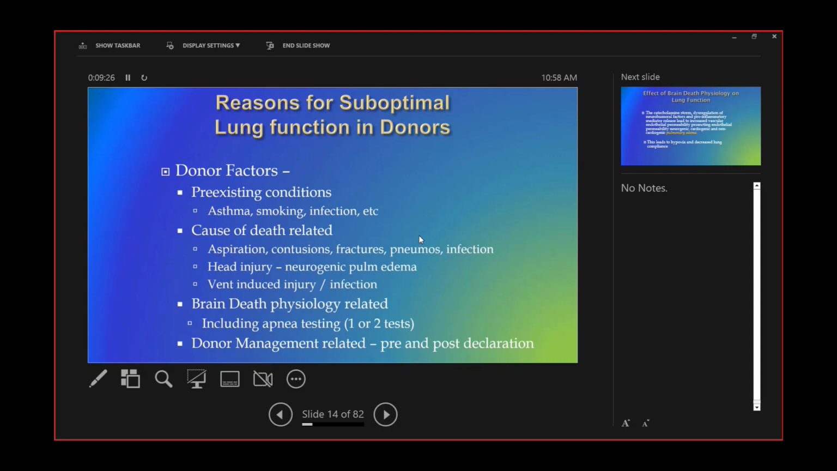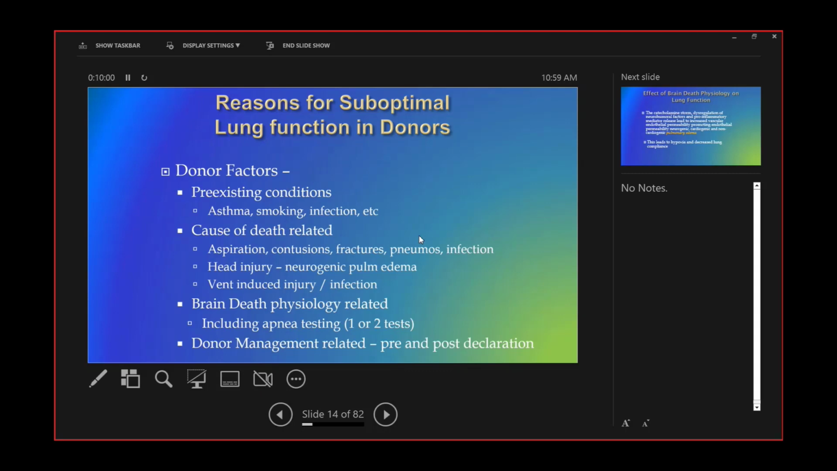So why do donors have suboptimal lung function? Well, there's a bunch of reasons. Either there are pre-existing factors because they have asthma, they smoke, they have infections, or they have a cause of death related issue, like they aspirated at the time of death. They had contusions from trauma or fractures from trauma. They developed pneumothoraces, or they had infection. Or the head injury causes neurogenic pulmonary edema. Or they can have ventilator-induced injury or infection, depending on how long they've been on the ventilator and how they've been treated in the ICU setting.